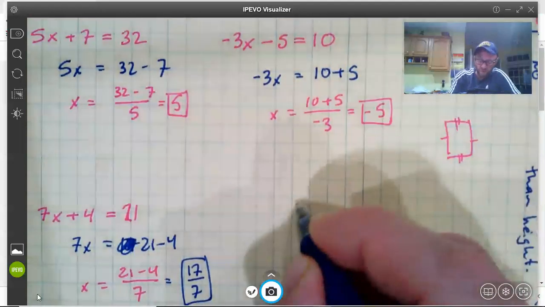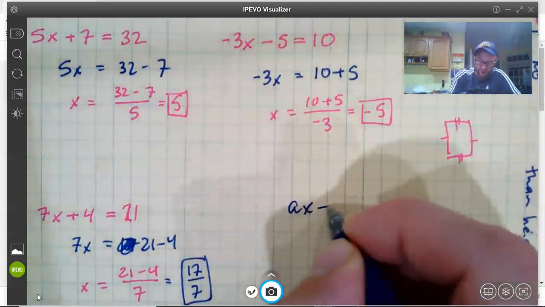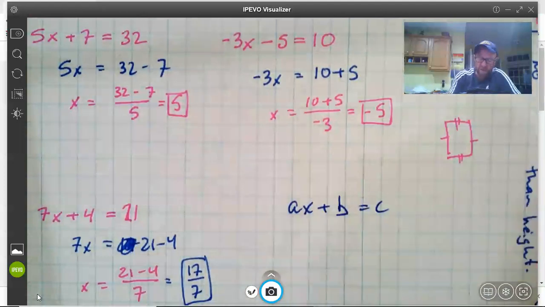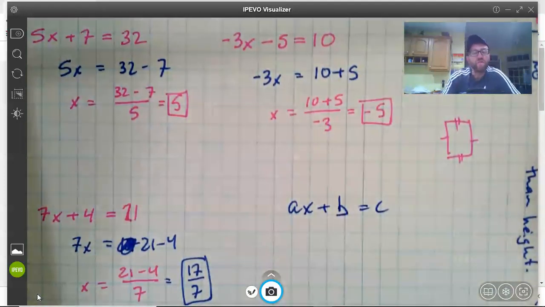So now, if you wanted to solve something like, say, ax plus b equals c, you just follow the same procedure, follow the same pattern to isolate the x. I'm not going to show you how to do it, but I think you can figure it out.